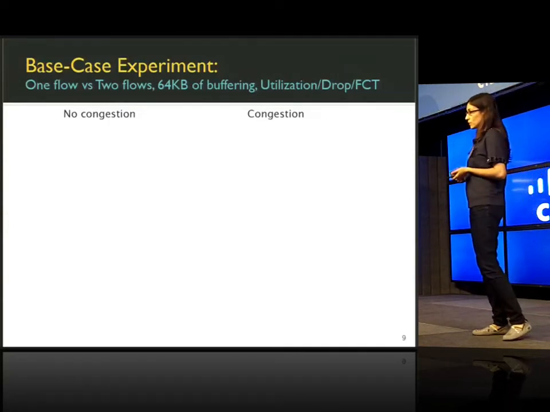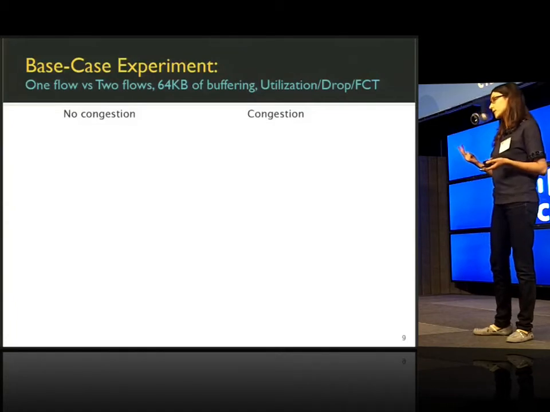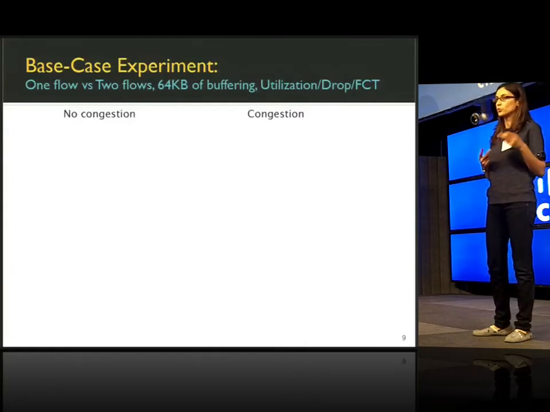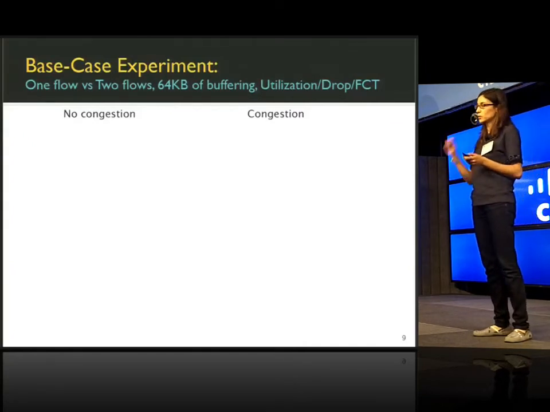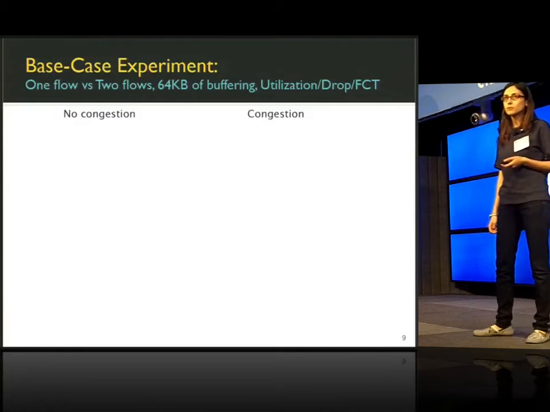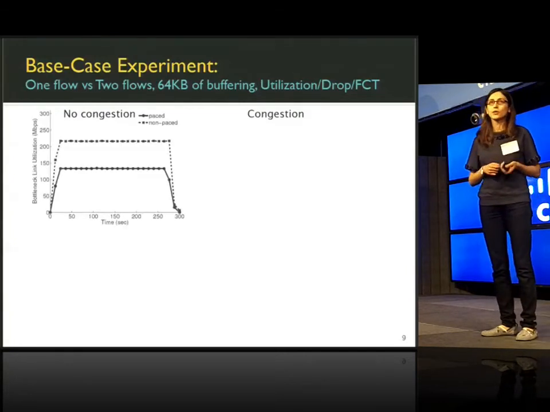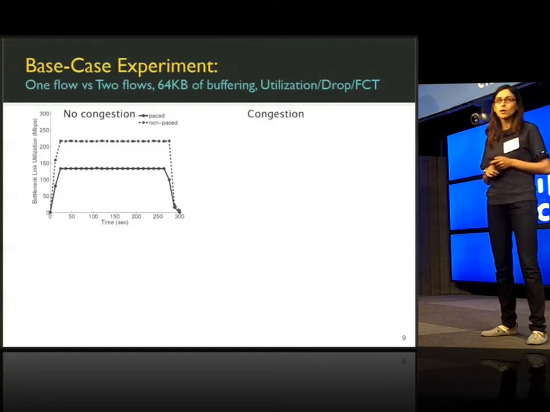In the second case, when there's congestion in the network, we add a second flow, meaning that now there's going to be congestion because the capacity of the access links adds up to 2 gigabits per second, and the bottleneck link is only 1 gigabit per second. So we use these two examples, and then we look at the utilization over the lifetime of the experiment.